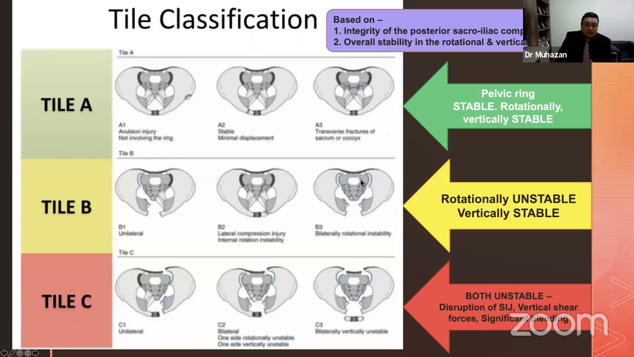Whereas in Tile B, you have a rotationally unstable ring, okay, but it is vertically stable. All right. So rotationally unstable and vertically stable. Whereas in Tile C, you have both rotationally and vertically unstable. As you can see here, it's rotationally unstable because there is injury over the ring, but vertically it is still okay. But when it involves both, for example this, it disrupts the ring and also affects your vertical plane, then it is Tile C. Right, we will talk a bit later on about the significance.